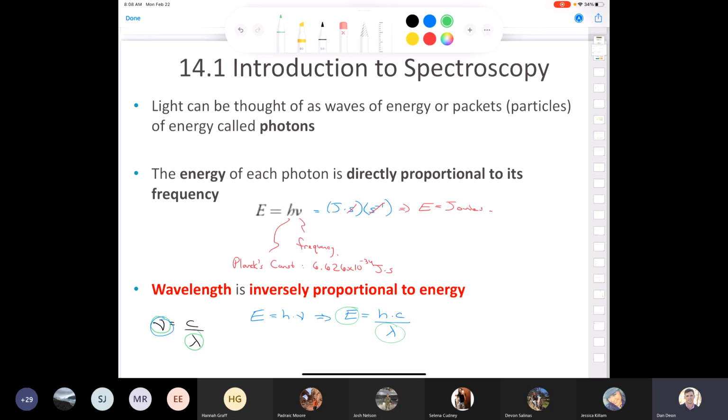That's going to be really important for us. It's important for us to understand that when we have a short wavelength, we're going to have higher energy electromagnetic radiation, and when we have a long wavelength, we're going to have lower energy electromagnetic radiation.